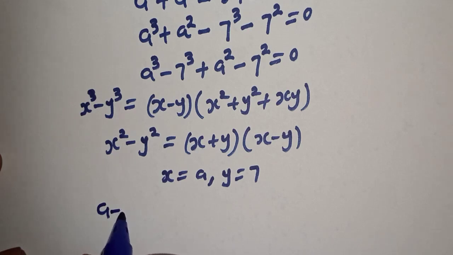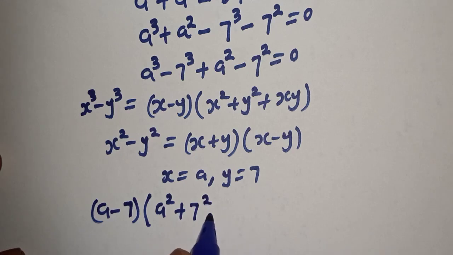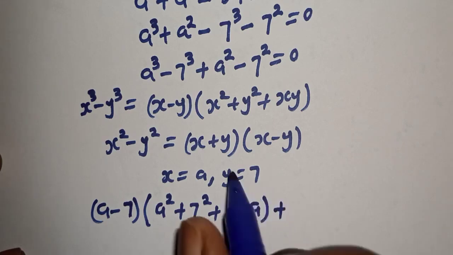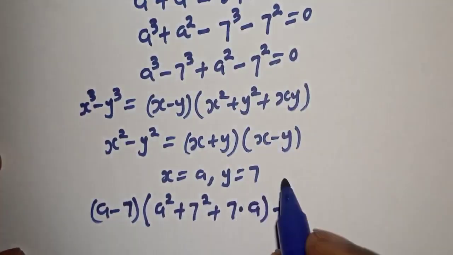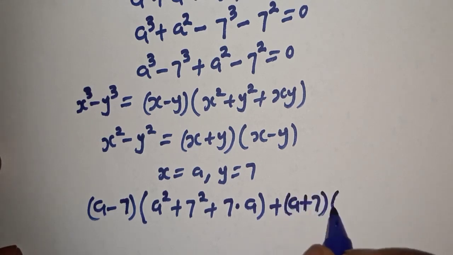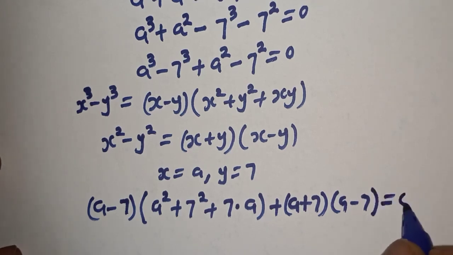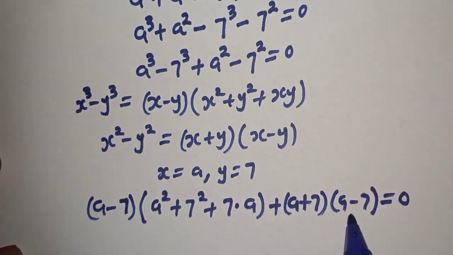From this one, we have a minus 7 bracket a square plus 7 square plus 7 multiplied by a, plus a square minus 7 square. This is a plus 7 bracket a minus 7 is equal to 0. A minus 7 is common.